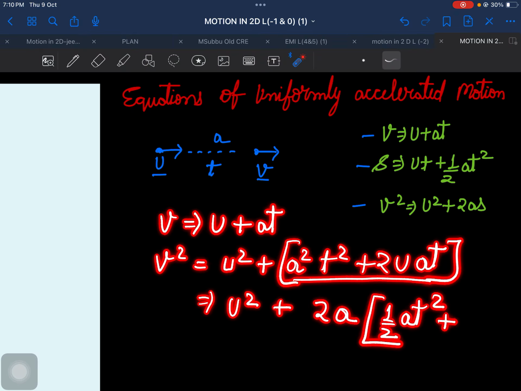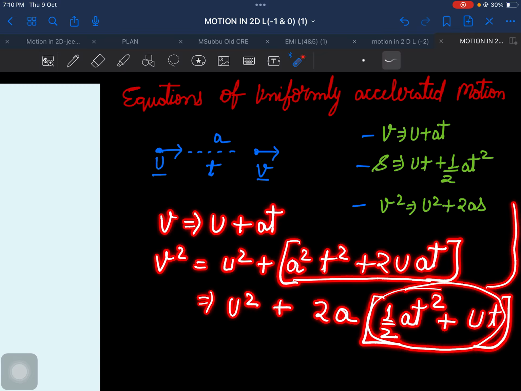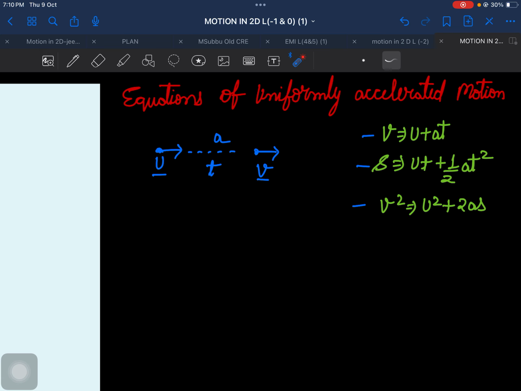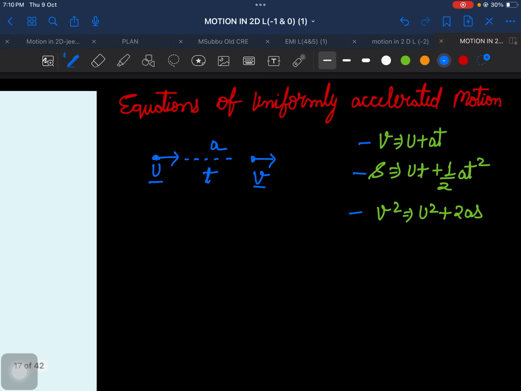Plus ut plus half a t square. What is this? From the second equation, it is s, right? So it will become u square plus 2a s, with s for displacement, and here we have v square. Just check. So this is the derivation of these three equations, right? And what is displacement? This is the displacement.